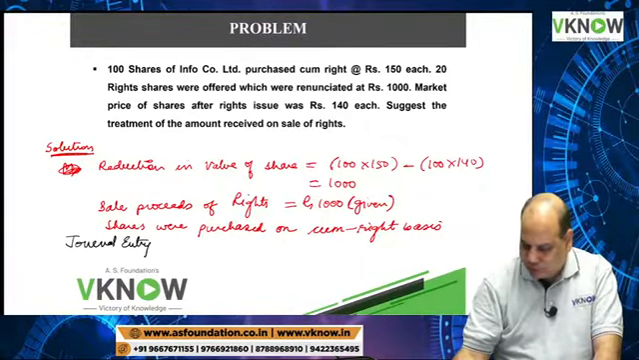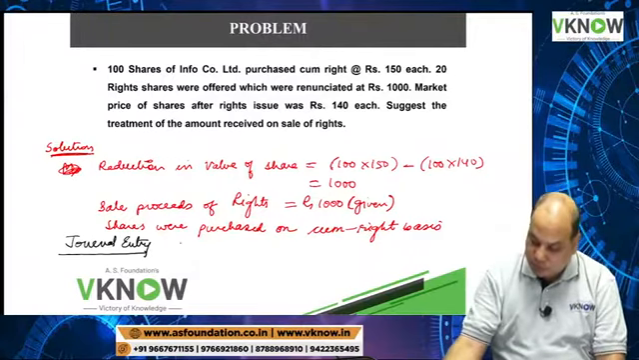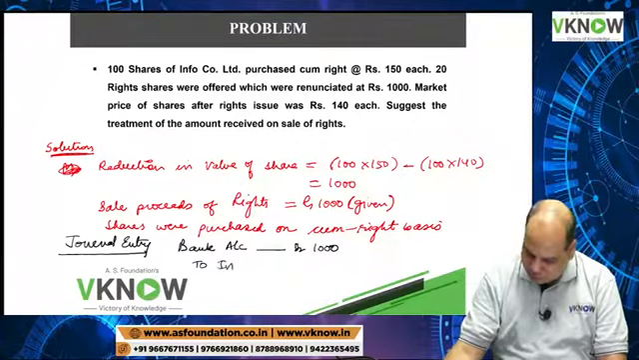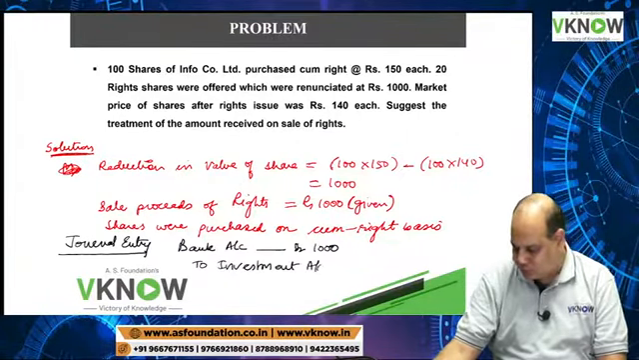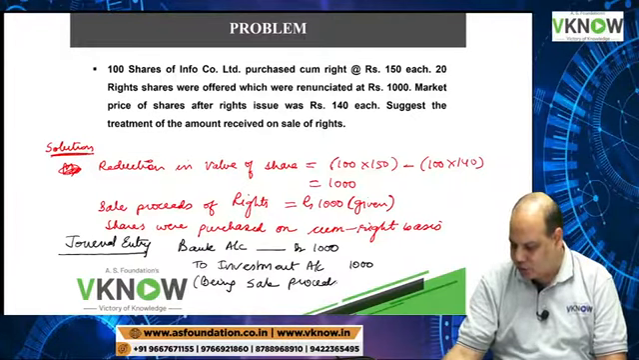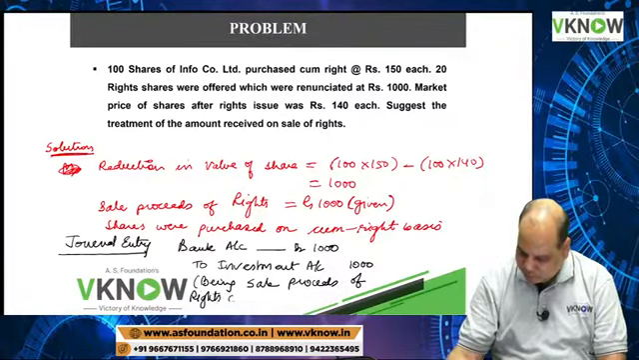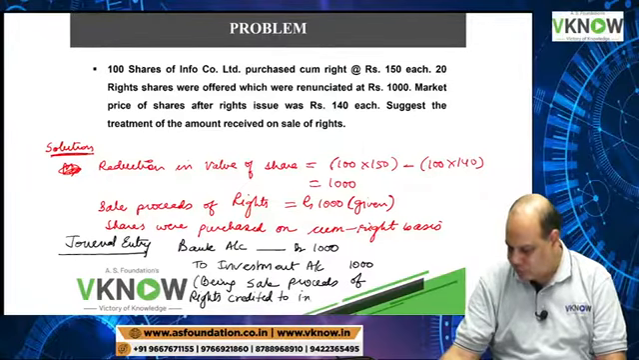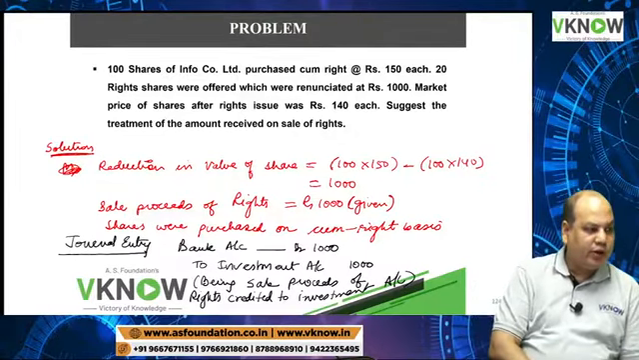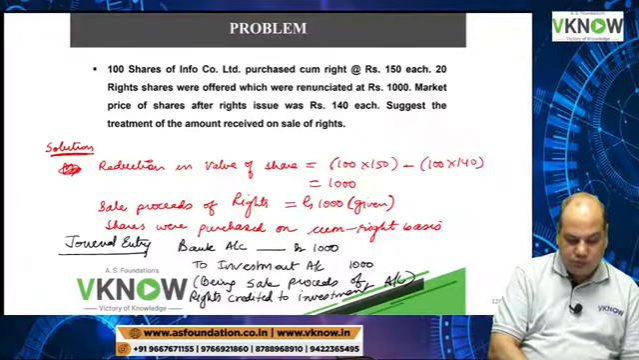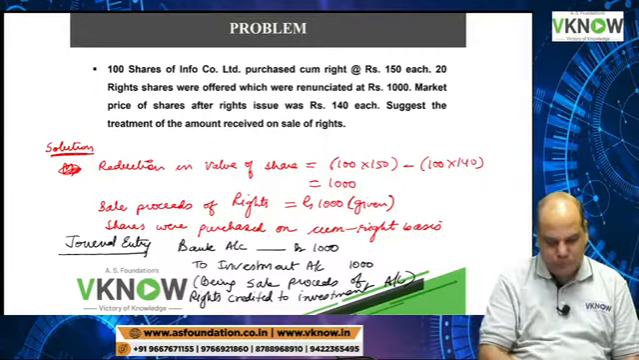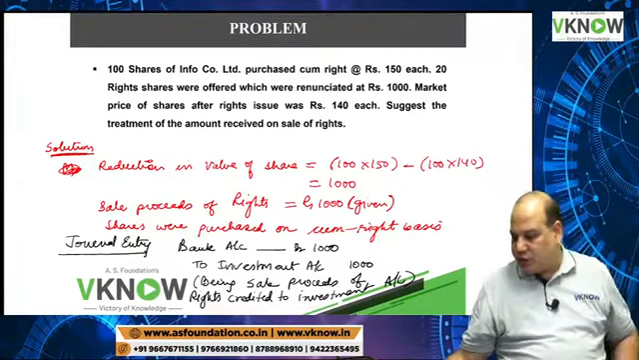Now write down the journal entry below. Both conditions are satisfied, so the entry will be: bank account debit 1000, to investment account 1000, being sale proceeds of right credited to investment account.